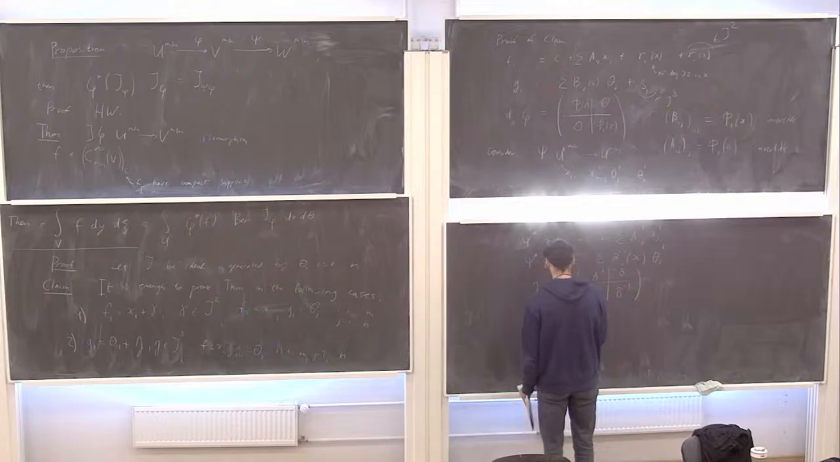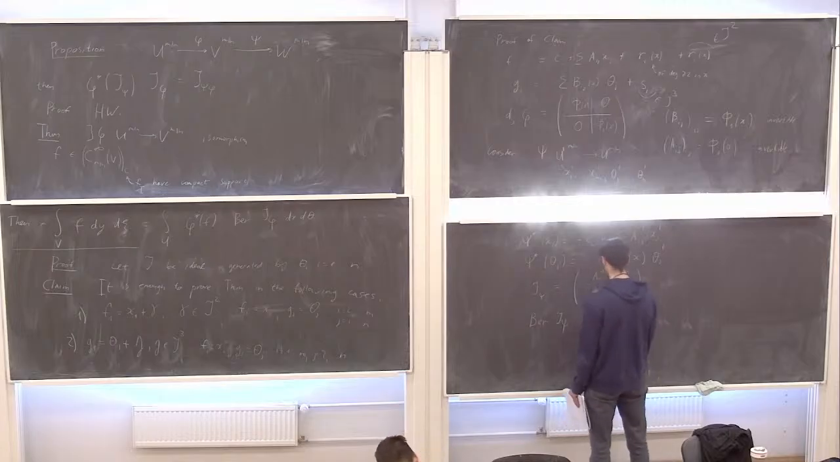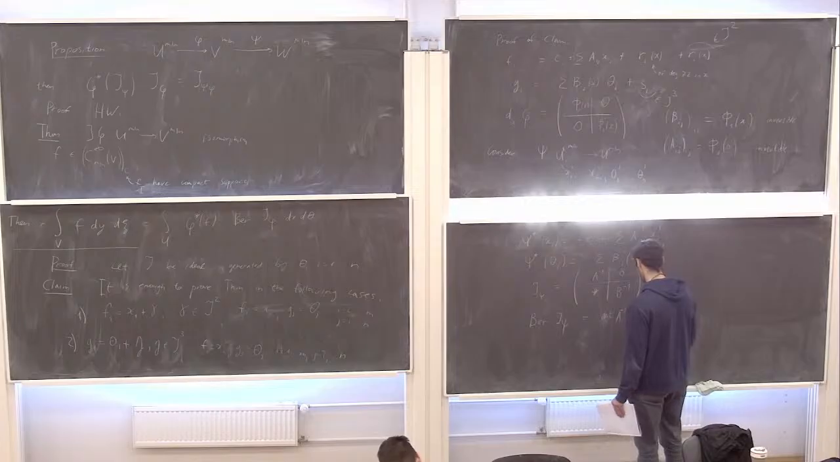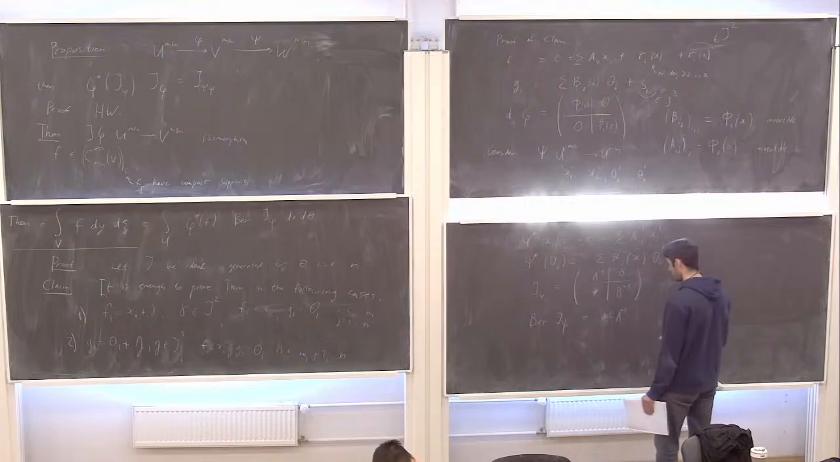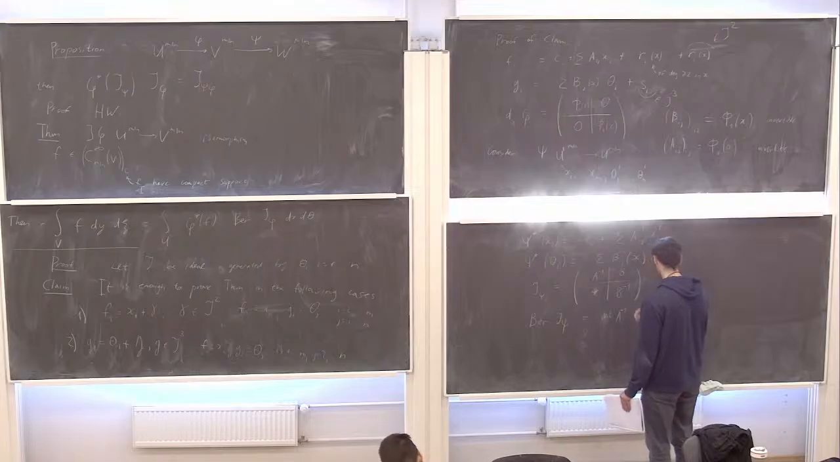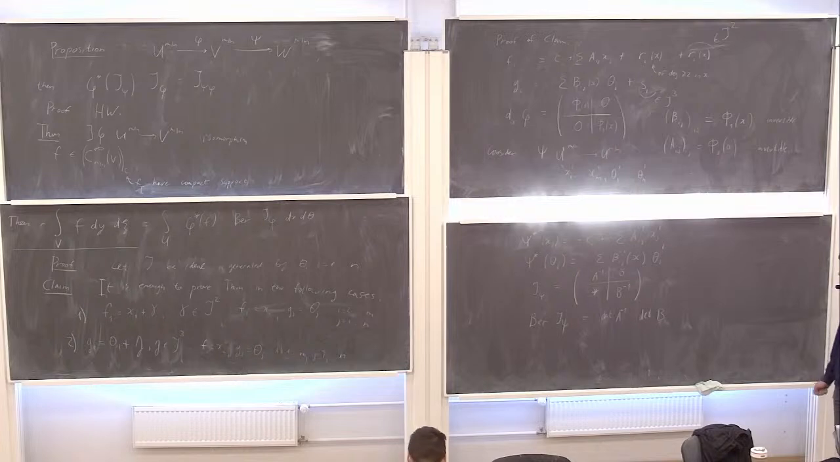I want to compute the Berezinian of this, and this is really the determinant of A inverse times the determinant of B, right? The Berezinian of this is this thing.